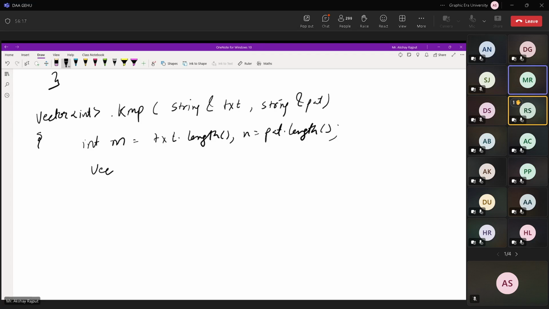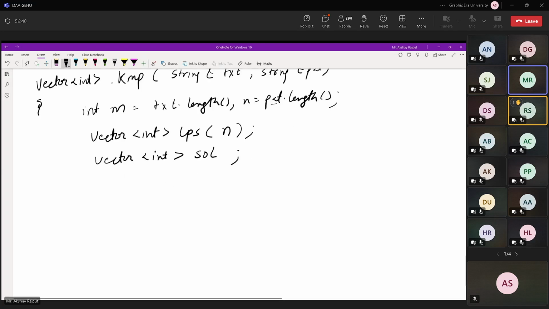Okay, now we are going to create a vector of int LPS, and the size of this LPS would be n, equal to the pattern's length. Now vector int solution. This will contain all the starting indexes of the pattern in the text. It can be empty as well.